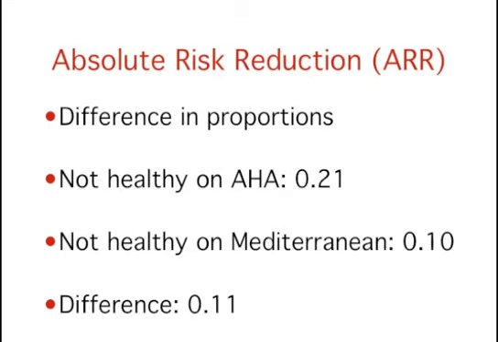We will take the perspective that we are assessing the benefit of switching from the AHA diet to the Mediterranean diet. One way to assess the benefit is to compute the difference between the proportion who were not healthy on the AHA diet, 0.21, and the proportion who are not healthy on the Mediterranean diet, 0.10. The difference in proportions is 0.21 minus 0.10, which equals 0.11. This measure of the benefit is called the absolute risk reduction, or ARR.